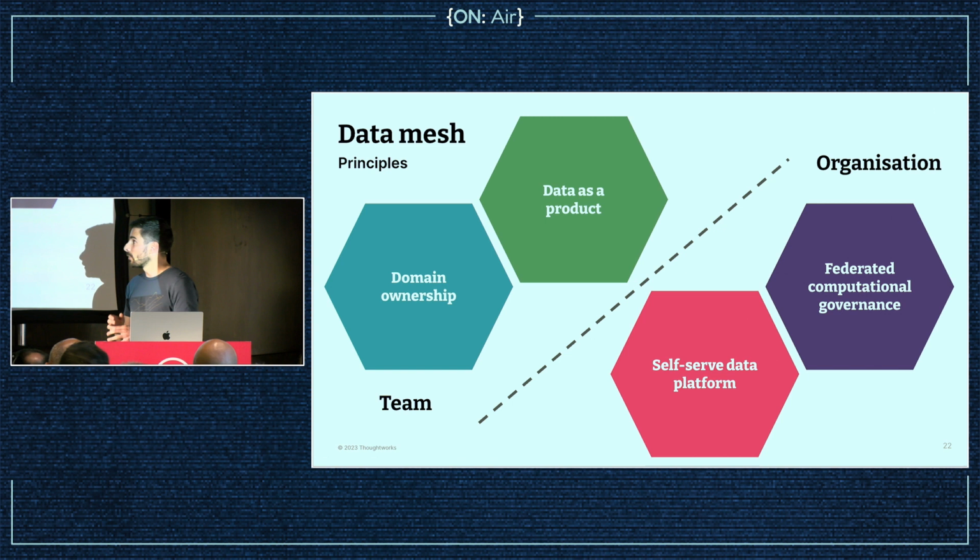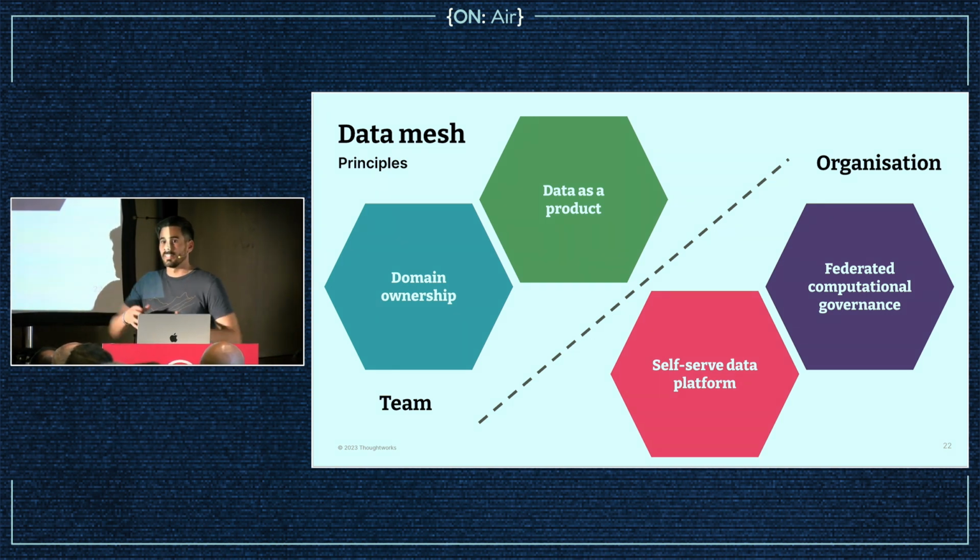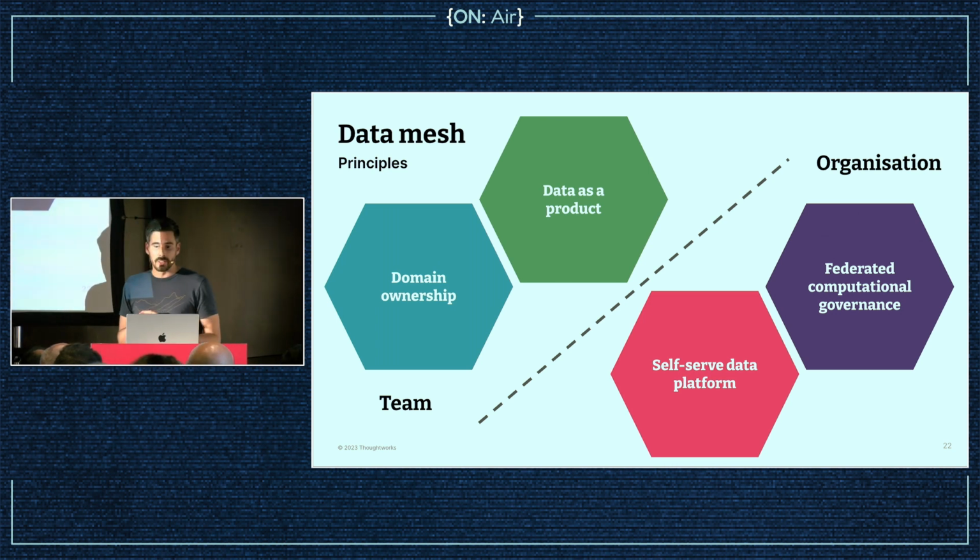One way we like to think about it is separating it into groups. One affecting the team scope, and the other one affecting the organization. So the team scope will be the domain ownership and the data as product. So basically empowering the teams and making them autonomous, but also making them accountable. But in order to do this, you need the other 2. You need the self-serve data platform and some type of governance.